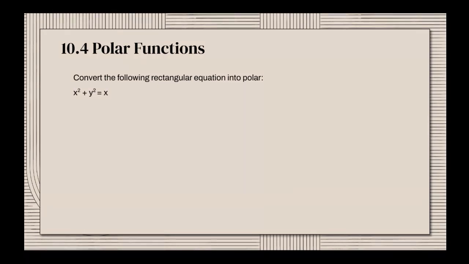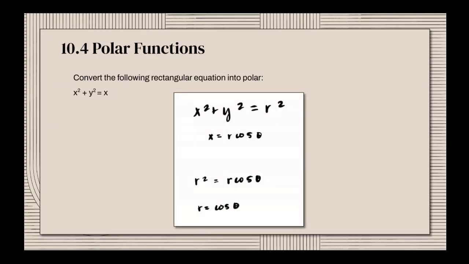Yeah, so those are all good ideas. So we're going to use a combination of all of those. So we have x squared plus y squared equals r squared. And we also have x equals r cosine theta. So we can actually use both of those and plug in r squared for the left-hand side and r cosine theta for the right-hand side. And then we can solve for r, and we'll get r equals cosine theta.